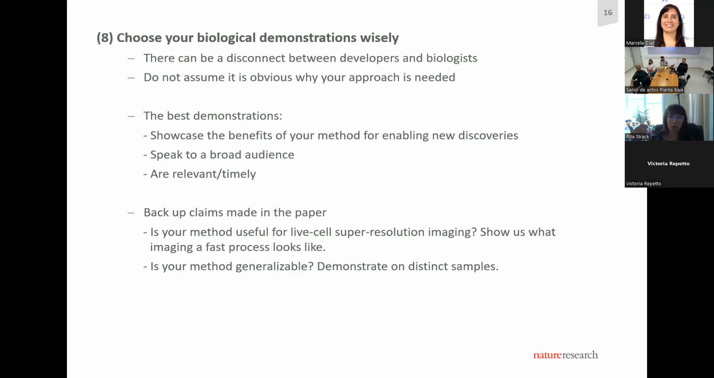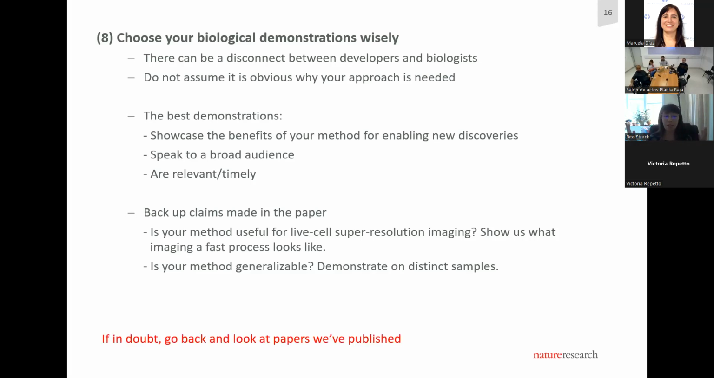And sometimes it can be a matter of just how you pitch your paper. But if you're going to make your method about live cell super resolution imaging, show us what imaging a fast process looks like. This is just one example. And is your method generalizable? If you really believe that it's broadly applicable, then show us on samples that are not too similar. Don't just show us on 2 different mammalian cell lines. Maybe show us in vivo versus in eukaryotic cells, or on a fish, or think along those lines.